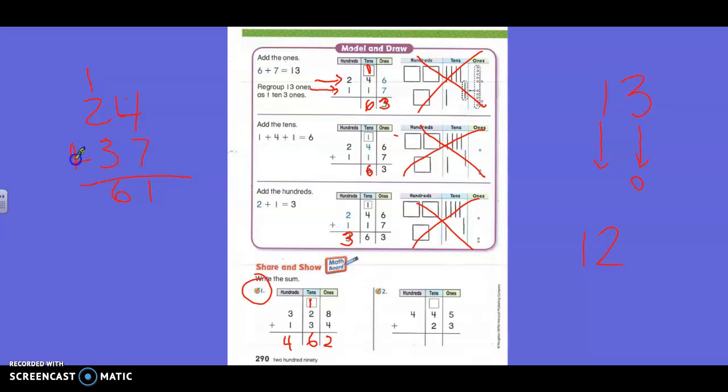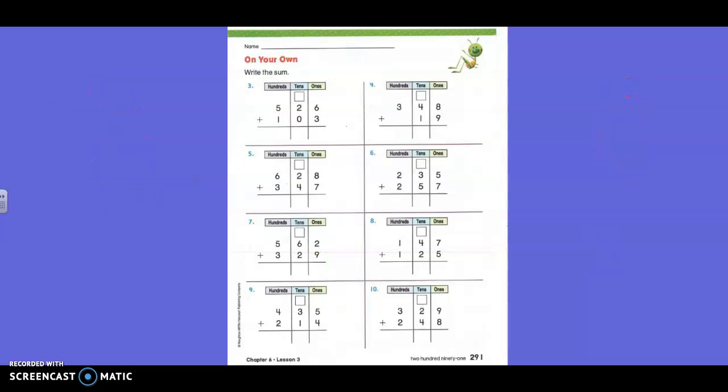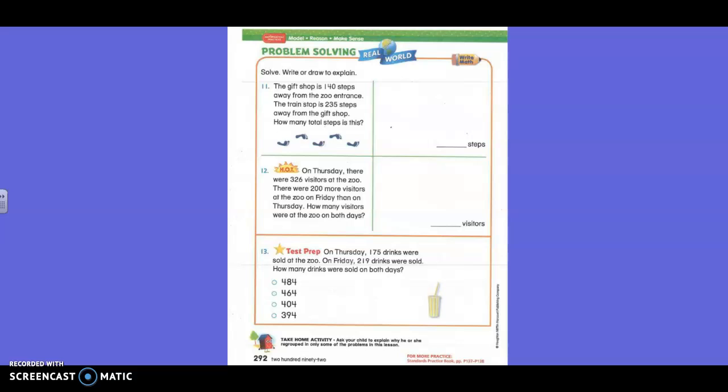So let's call this 4 now, and let's call this 5. 5 plus 4 is 9. You just have one more number to add. That's the only difference right now. Pretty easy. Okay, so let me check really quick before we move on. On your own. Okay, let's do number 12.